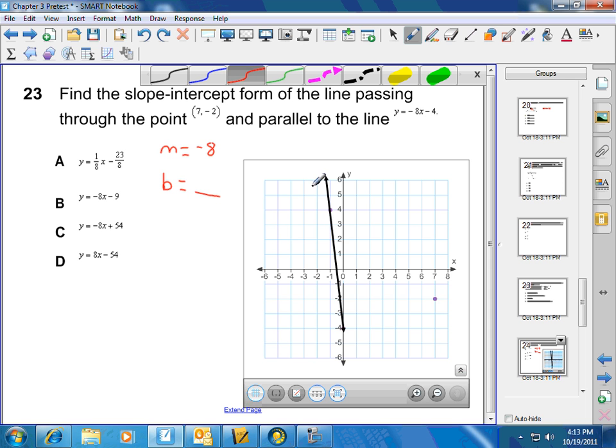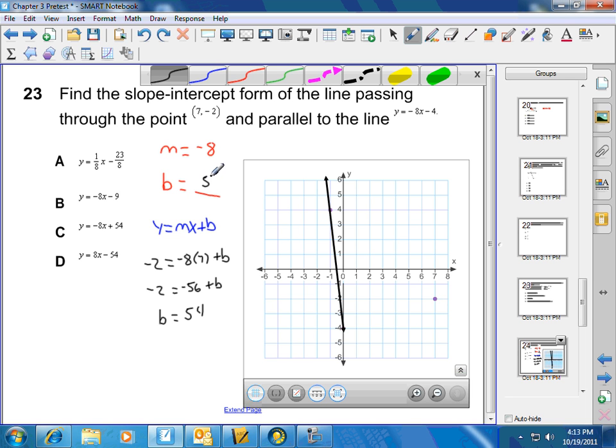So do like we did before. We'll take the general form of our equation, y is equal to mx plus b, and we'll plug in our y and x value and our slope and solve for b. So I'm going to put in -2 for y, -8 for the slope and 7 for x. So what I have here is -2 is equal to -56 plus b. I'm going to add 56 to each side to get b by itself, and that leaves me with 54.